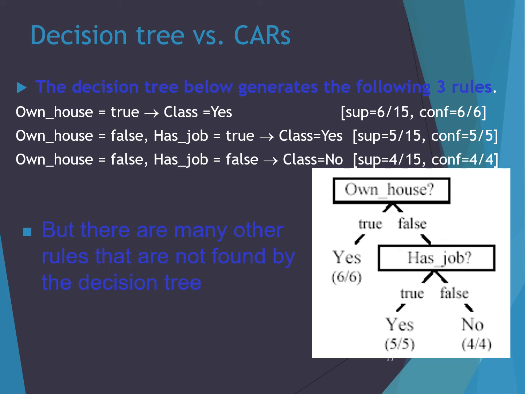Next comes the decision tree versus class association rules. The decision tree below generates the following three rules, but there are many other rules that are not found by this decision tree.